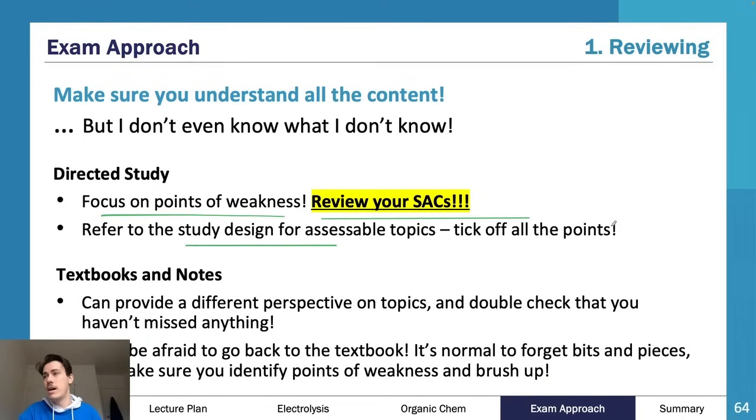Refer to the study design, tick off all the points. Make sure you've ticked off everything in the study design. You go, oh, I know how they would ask about this point. I know how they would ask about this point. I know how they would talk about this.